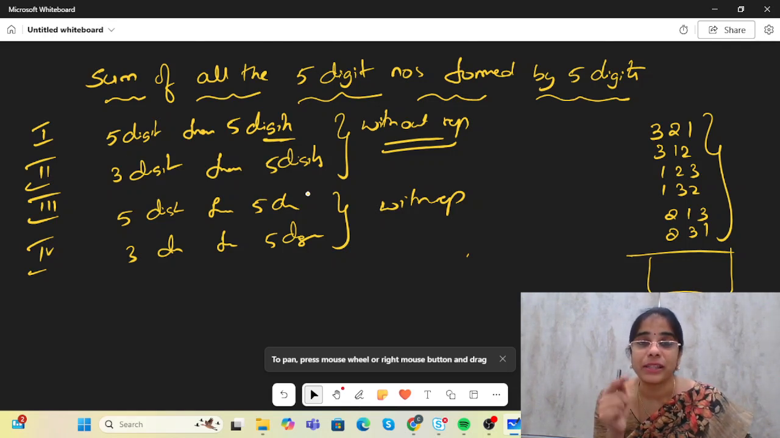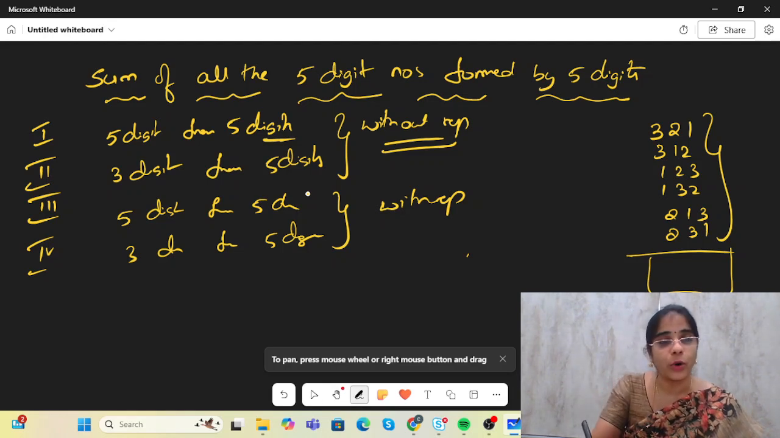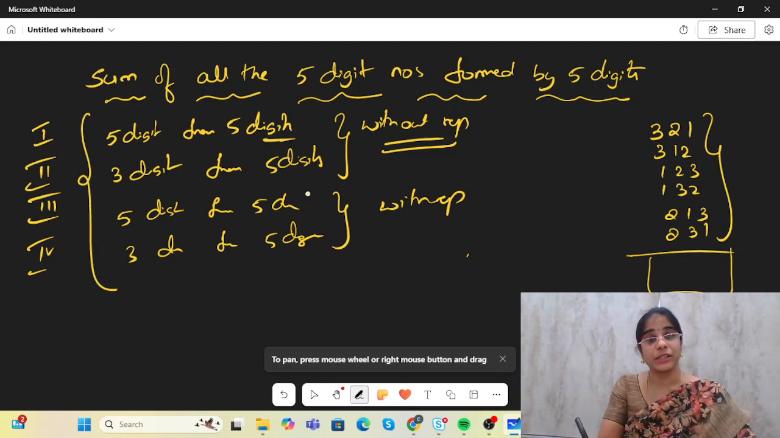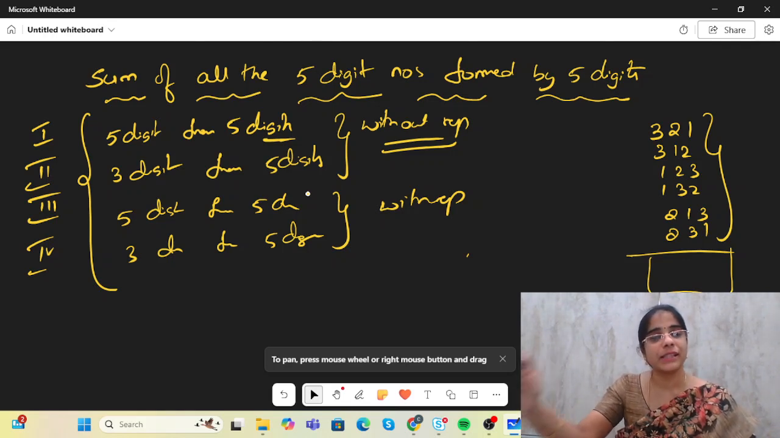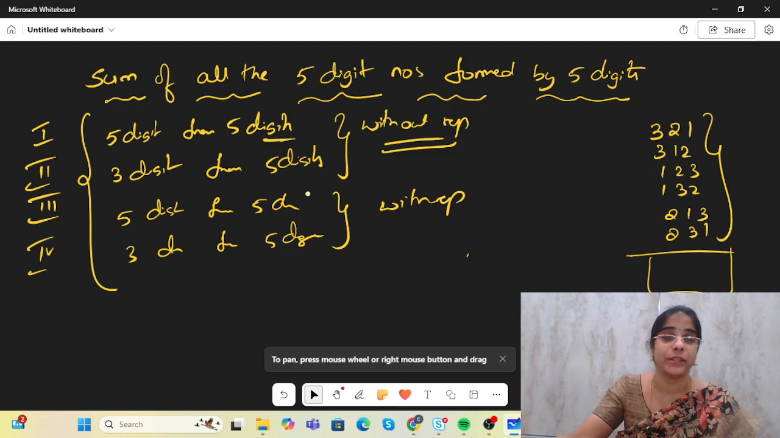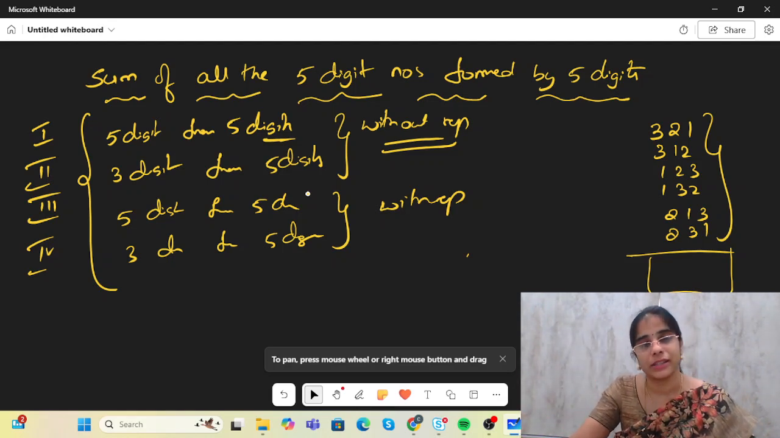It is like when 0 is included and when 0 is not included. All these 4 cases that I have discussed are for when there is no 0 in my given set of numbers, like 3, 2, 1 or 1, 2, 3, 4, 5. When there is no digit 0 in my given numbers, these are the 4 combinations that I get.